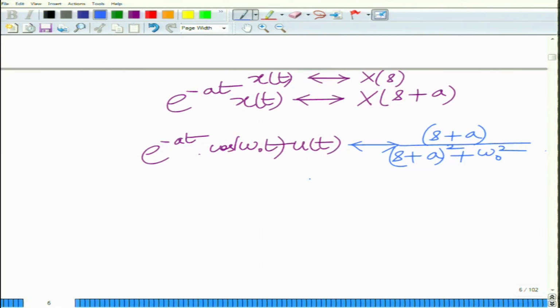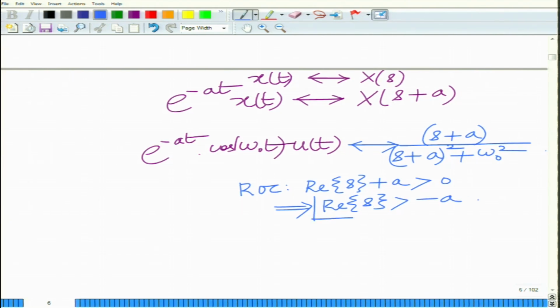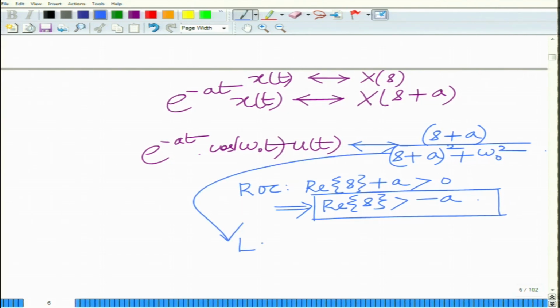And the region of convergence will be, naturally, real part of s plus a greater than 0, which implies real part of s greater than minus a. This is the region of convergence. So, this is the Laplace transform, and this is the region of convergence, that is real part of s is greater than minus a. The Laplace transform is X(s plus a), that is s plus a divided by (s plus a) whole square plus omega naught square.